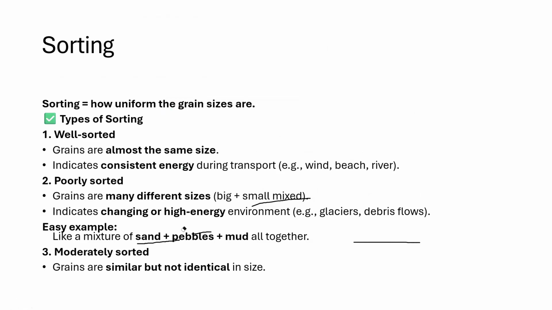Now, if we're to check sorting, it's basically like how you are sorting your laundry, white t-shirts together and then black ones together. You are sorting them. So it's how uniform the grain sizes are. If something is well sorted, it means the grain sizes are almost the same. If it's poorly sorted, it means it consists of a variety of grain sizes. And if it's moderately sorted, it means the grain sizes are similar but not identical in size.